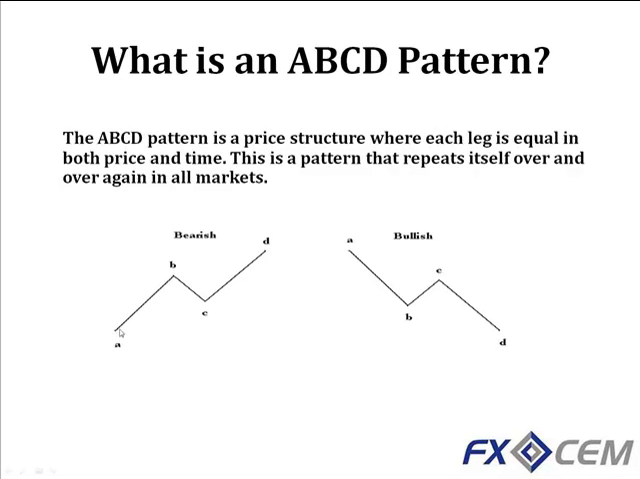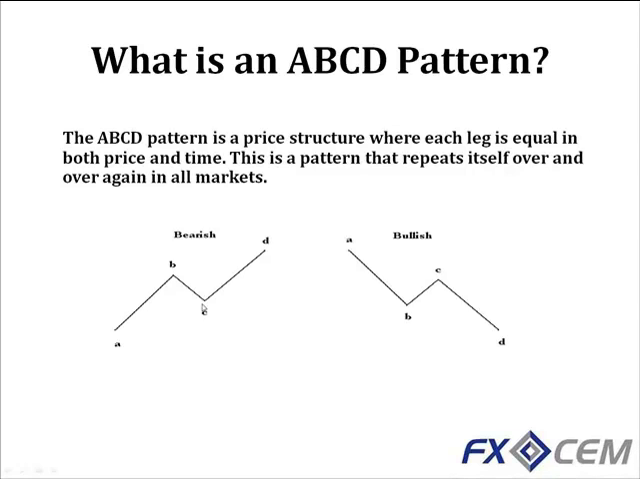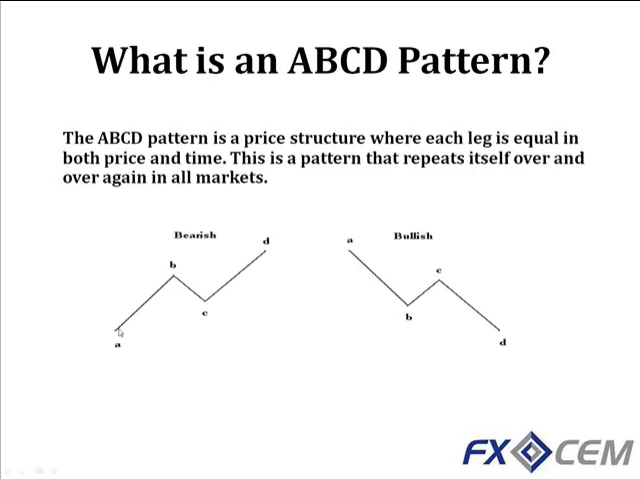So we'll start with an A point, B, retrace down to C, and up to D. So AB here equals CD in both price and time. We have a bearish and a bullish version of it. So here in the bearish, we're going to be selling at D, and here we buy at D in the bullish version.